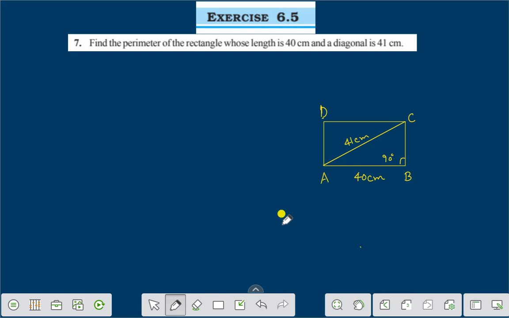Hello everyone. Today we will discuss exercise 6.5 question number 7. Find the perimeter of the rectangle whose length is 40 cm and a diagonal is 41 cm.